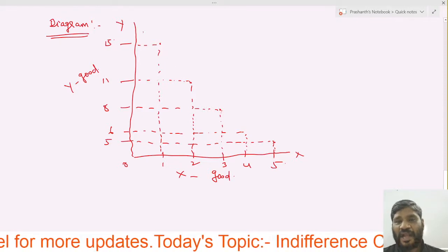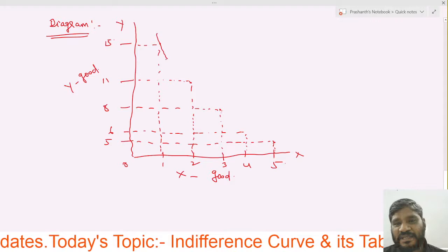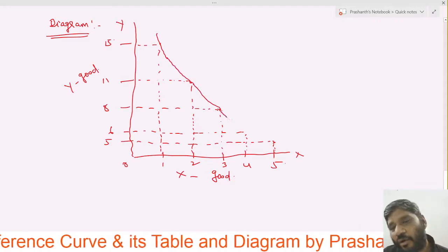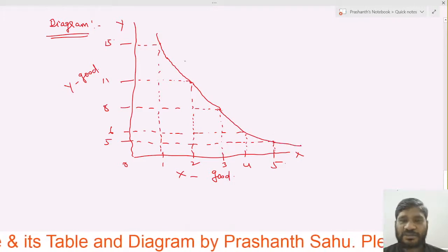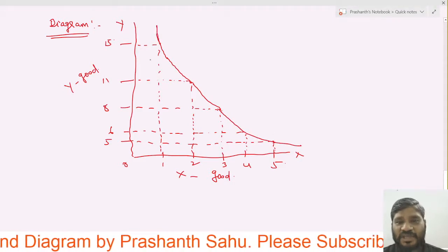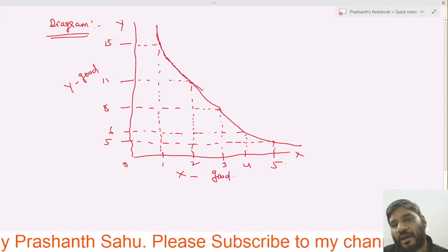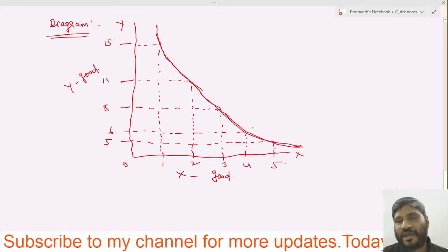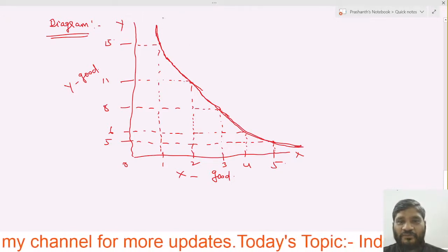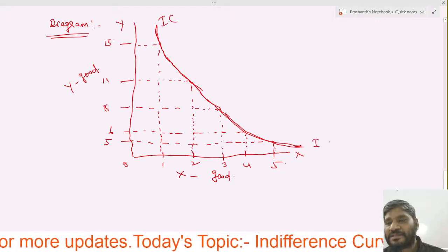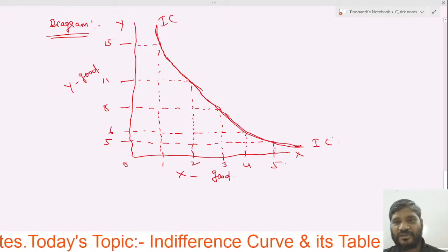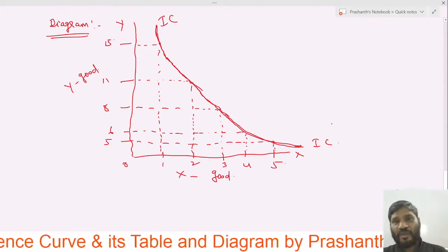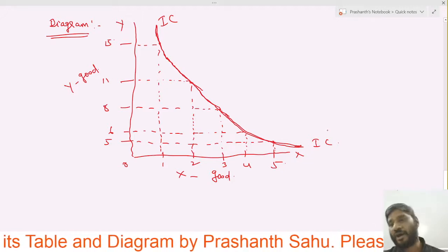Now let us join all these dots. This is how we used to get the curve here. This curve, which we used to call an IC curve. IC curve is nothing but the indifference curve, right?